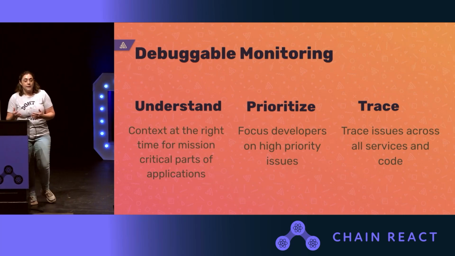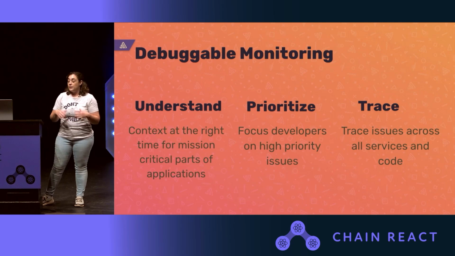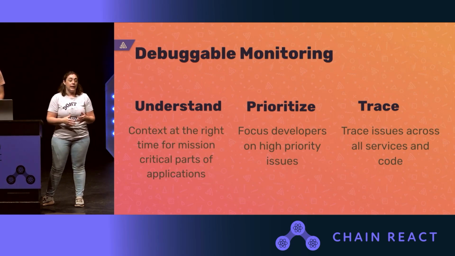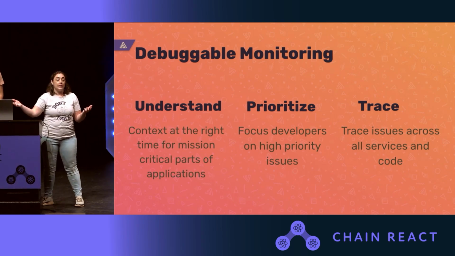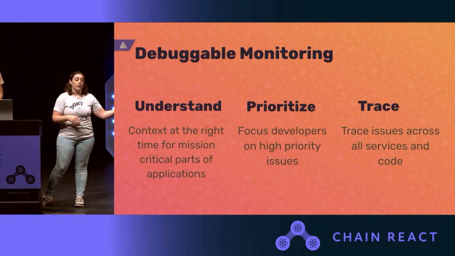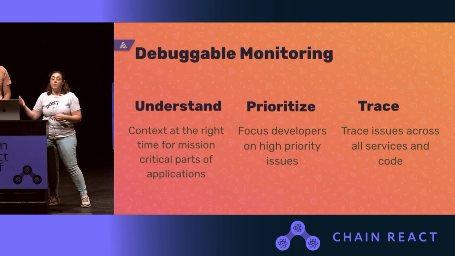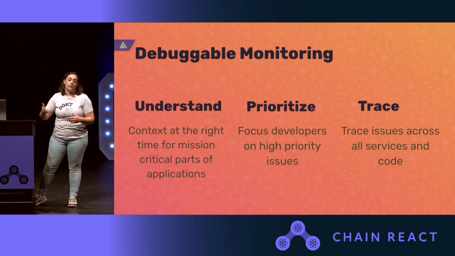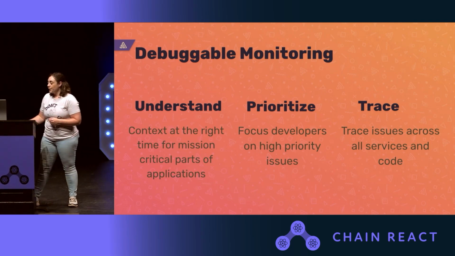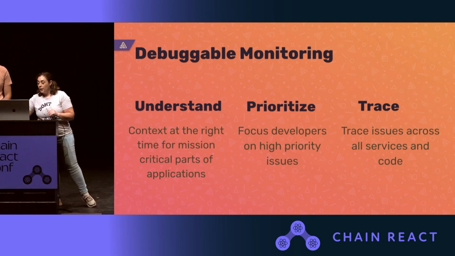So the things that we focus on are understanding, so having enough context right from the beginning: what is the problem, who is it affecting, is this something that you should prioritize, or is this something that can wait for the next release? And then being able to trace the issues all the way back down to the code, the database call, the service that you're using, etc. So it's just a high-level overview.